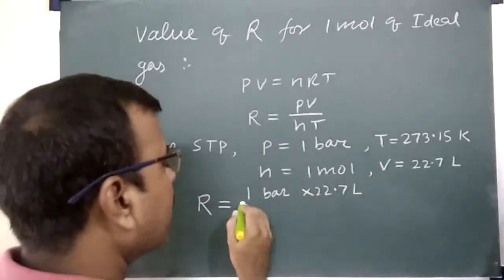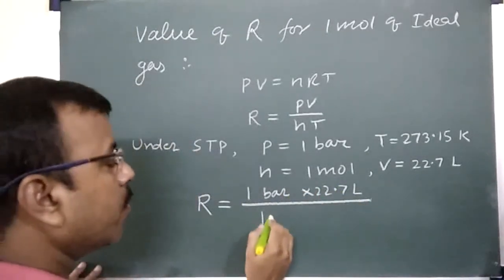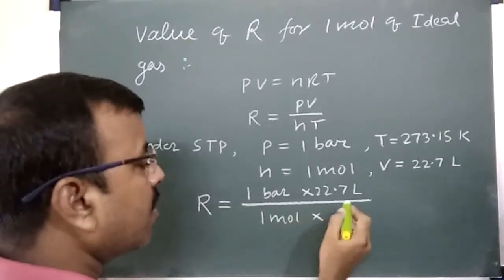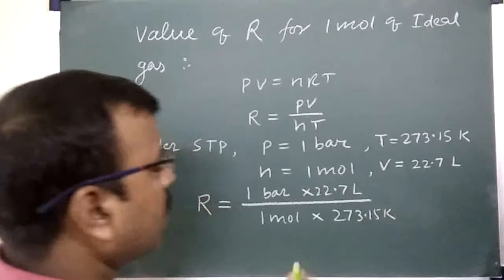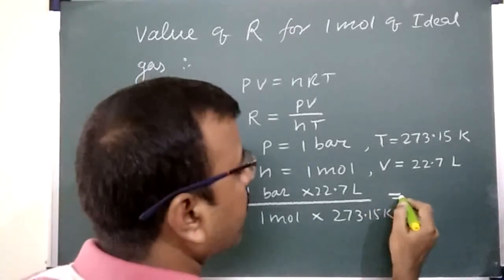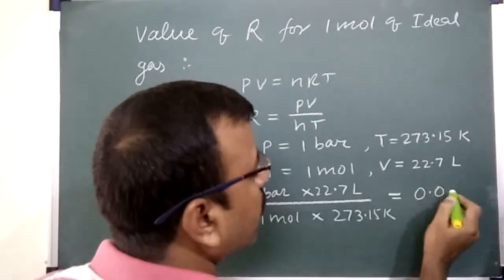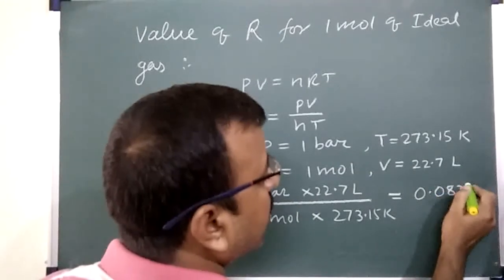So if we put this value in this relation, 1 bar into volume 22.7 liter, by 1 mole into 273.15 Kelvin. So if we calculate, we will get 0.0831.